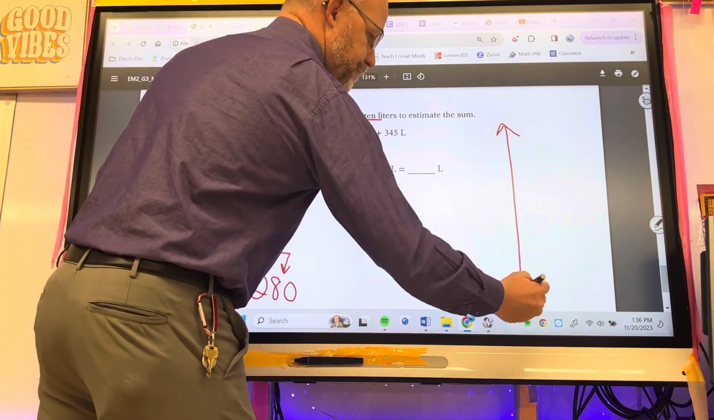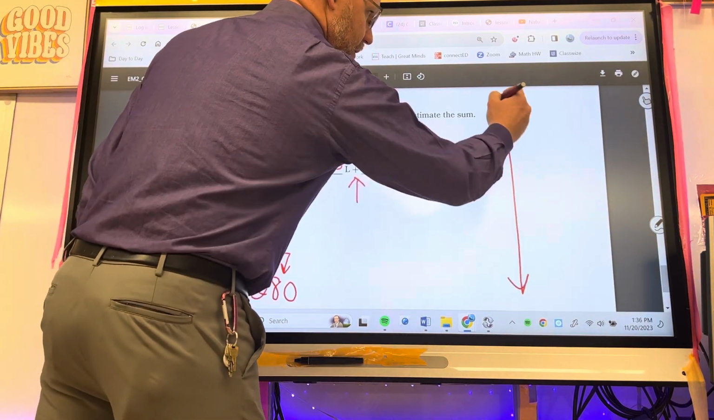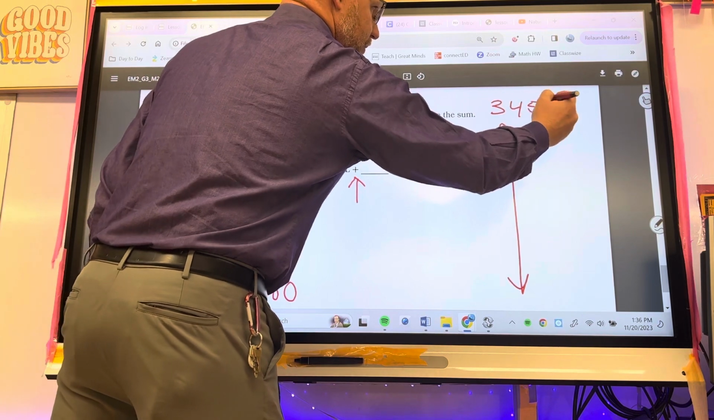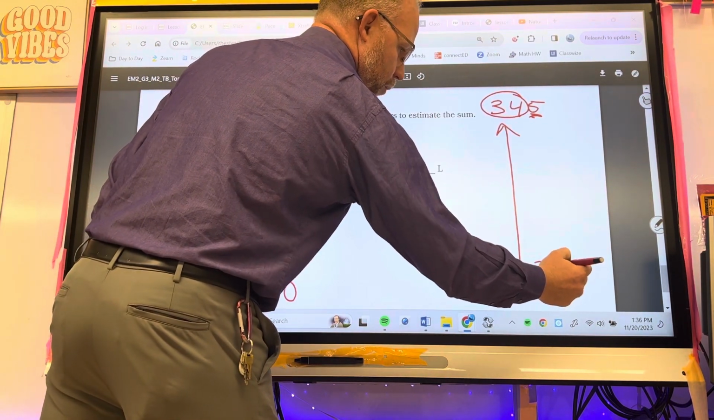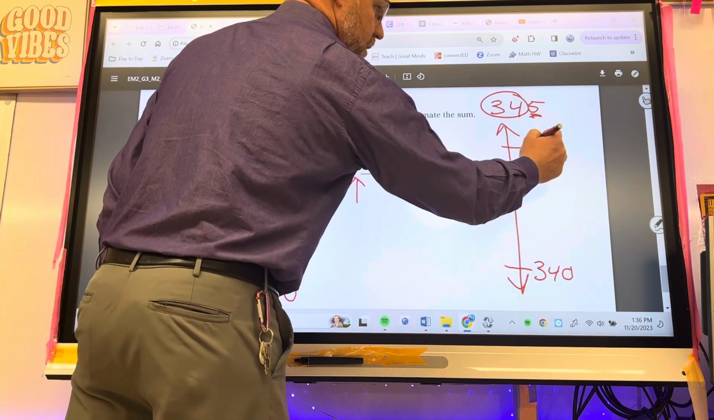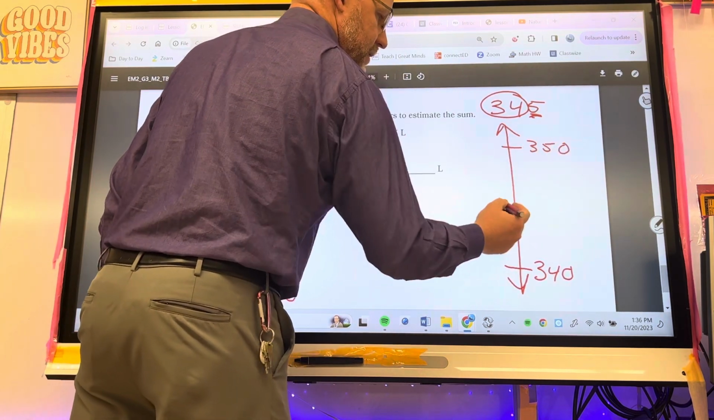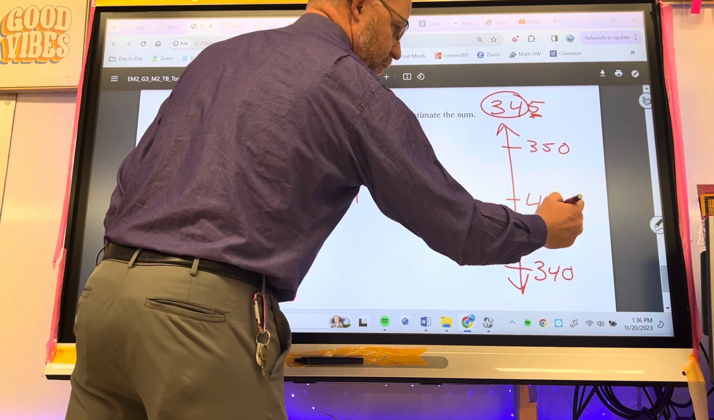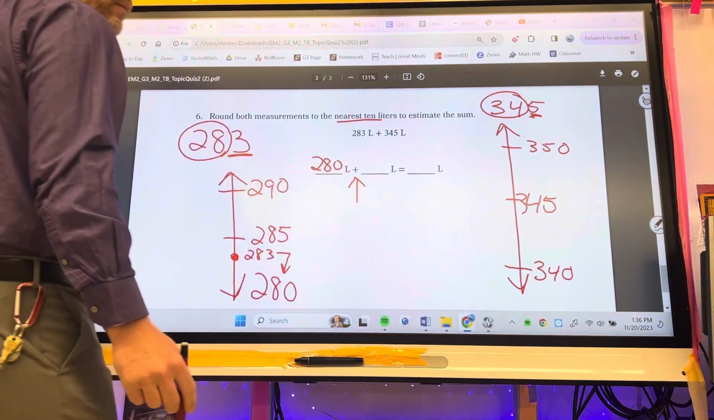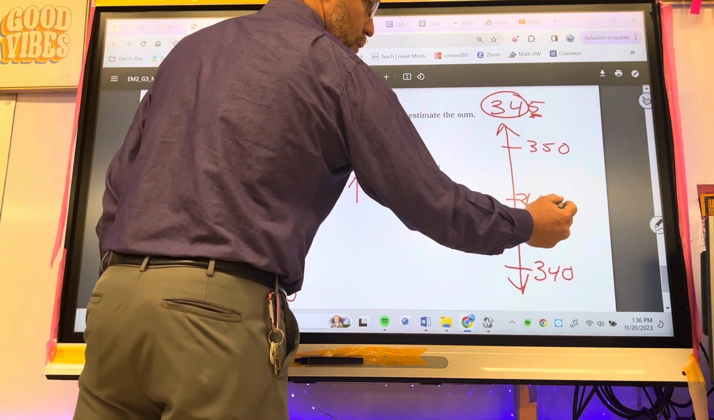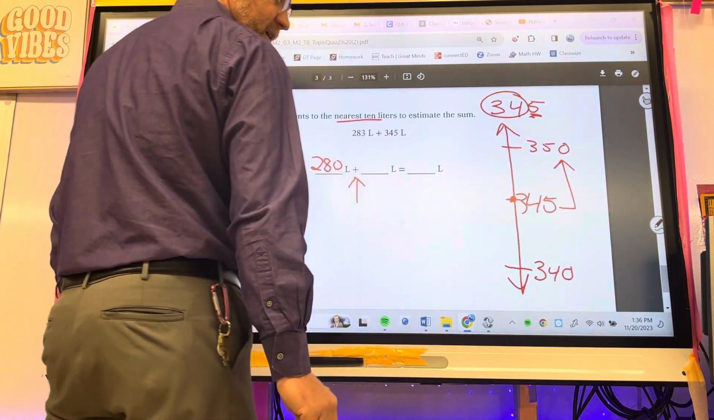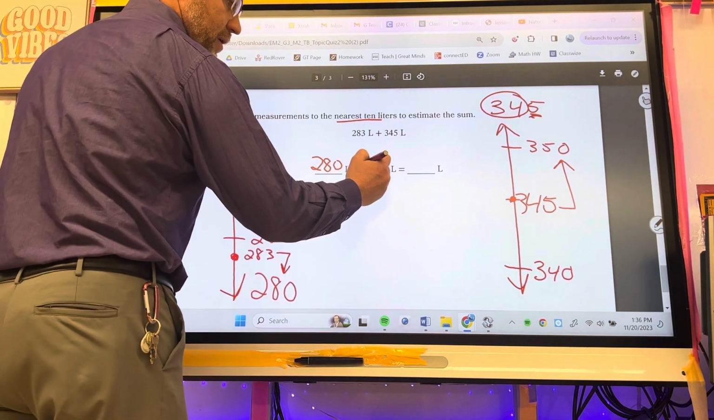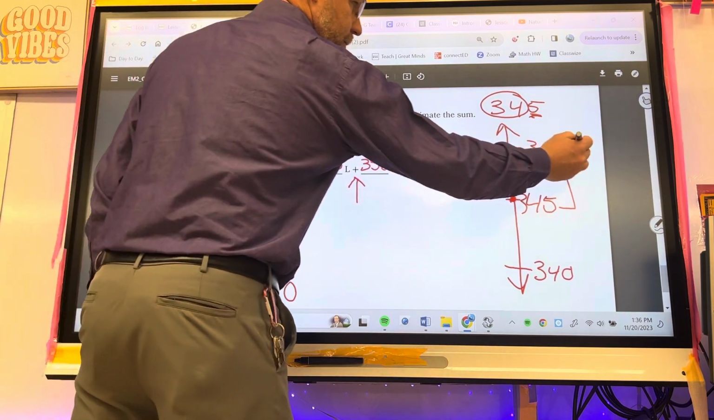345 is 34 10s, then 35 10s. The midpoint is 345. 345 rounds up because it's the midpoint. Midpoints always go up, so 350.